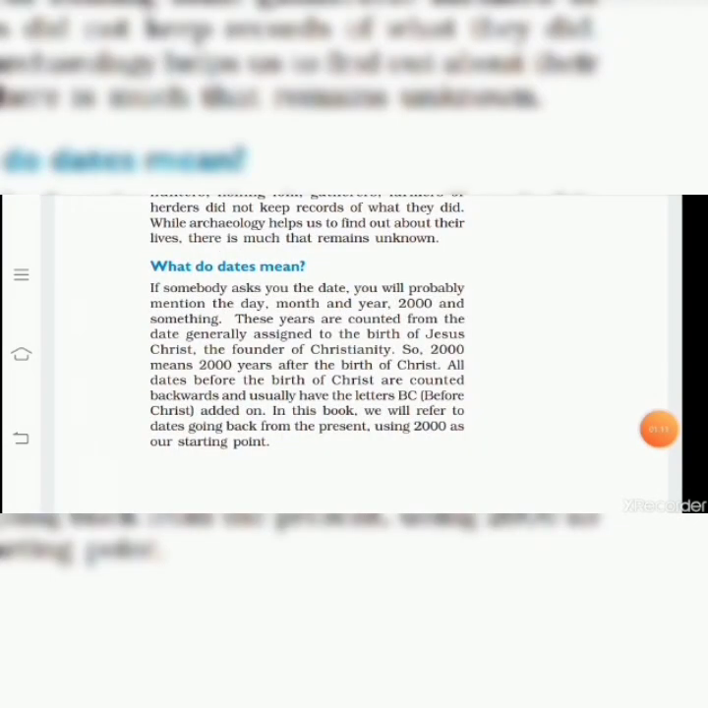What do dates mean? We generally notice that in history, dates are in decreasing order and sometimes in increasing order. This is because events which took place before the birth of Jesus Christ, the founder of Christianity, are written in decreasing order with the letters BC, that is, before Christ. And events after the birth of Jesus Christ are written as AD, Anno Domini, which means the year of the Lord.